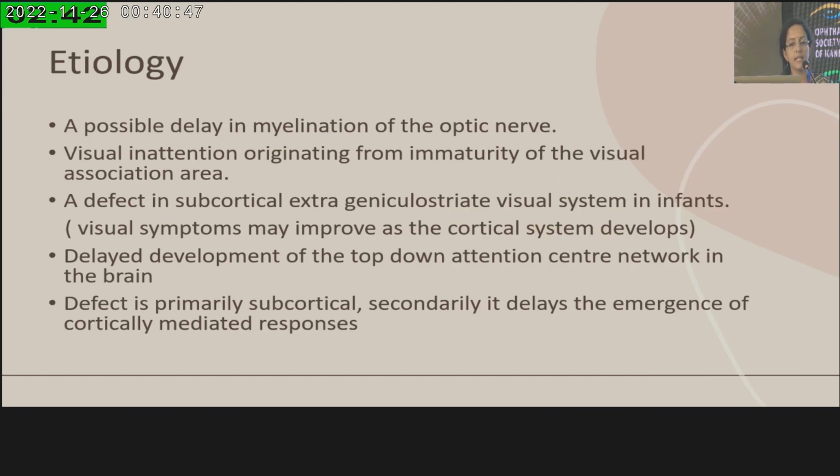So these are the suggested etiology. One is possible delay in myelination of the optic nerve, immaturity of the visual association area, a defect in the subcortical extrageniculostriate visual system in the infants, delayed development of the top-down attention center network. It is primarily thought to be a subcortical problem which has its impact in the emergence of cortically mediated responses.